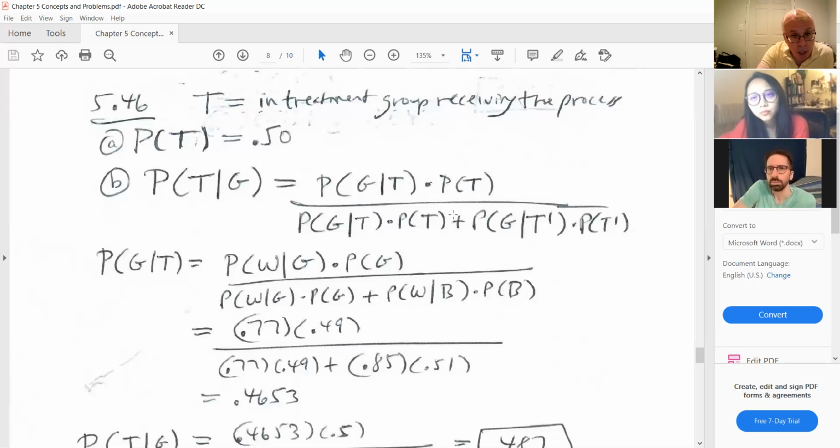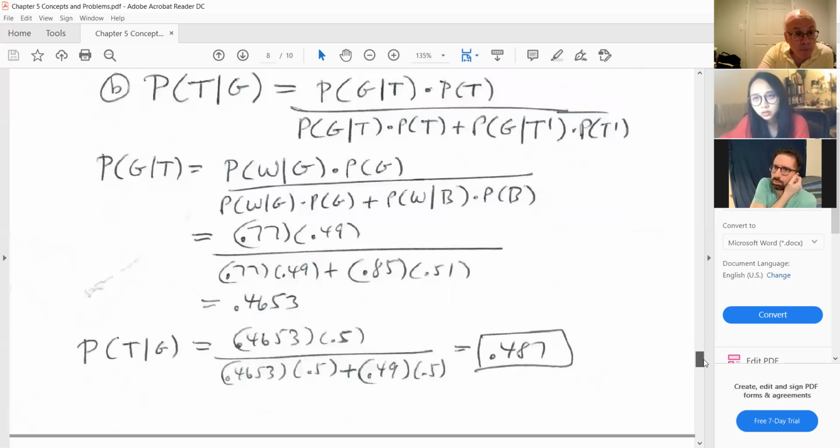Okay. And we already know in the denominator the probability of T, and also the probability of not being in T, which is the control group, would also be 0.5. This probability here, the probability of G given not being in the treatment group, we have to figure out what that is.